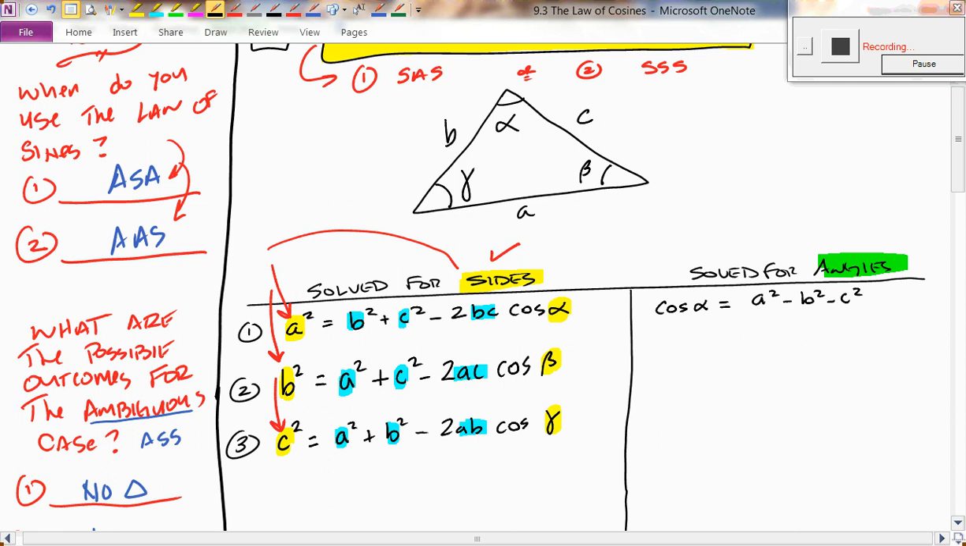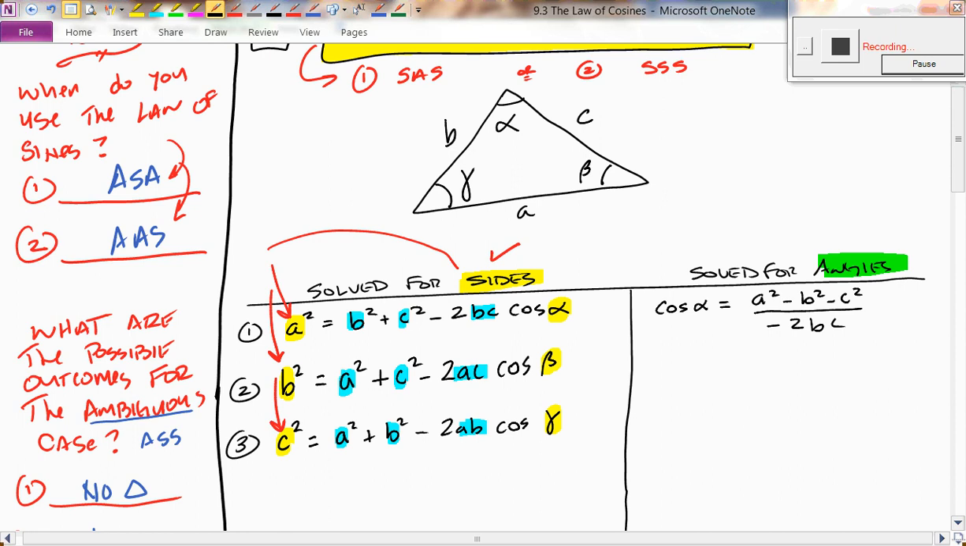Then to isolate my cosine of alpha, what would I divide by? A negative 2BC. Yeah, there you go. If I want to isolate the cosine of alpha, all I did was solve for cosine alpha on the right-hand side.